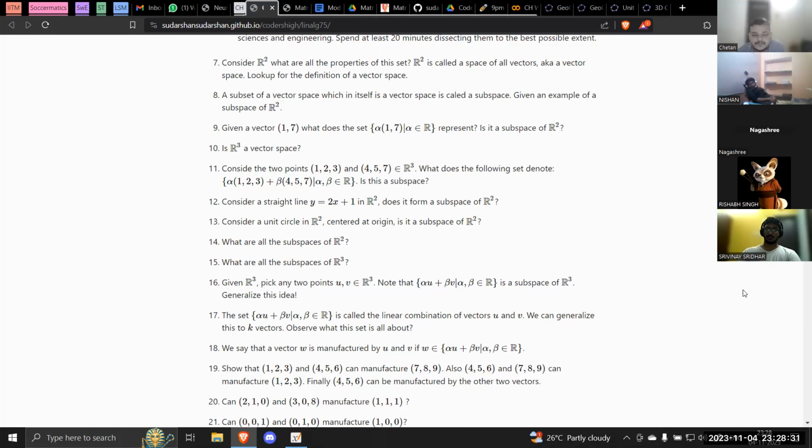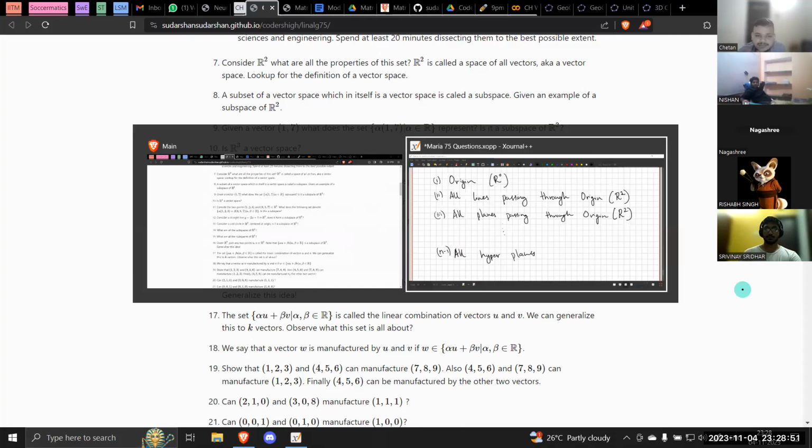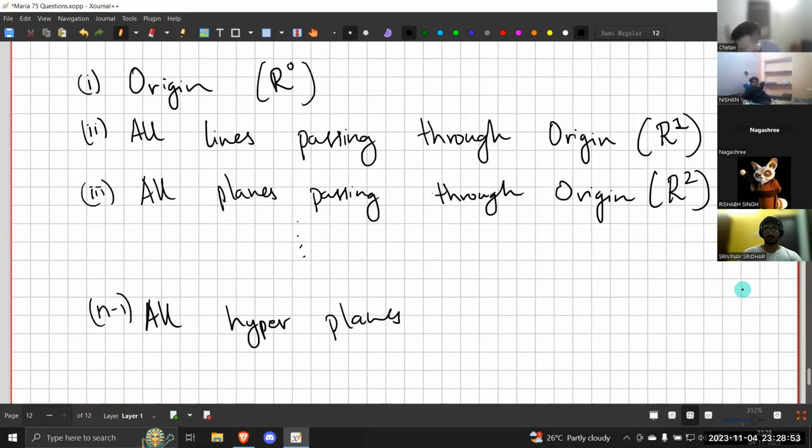Given R3, pick any two points u, v that belong to R3. Note that alpha times u plus beta times v is a subspace of R3. Generalize this idea. Okay. So sir says to pick any two points, any two vectors in R3. I need your favorite vectors now, guys. Pull out your favorite vectors. Tell me your favorite vectors. I need two such favorite vectors.